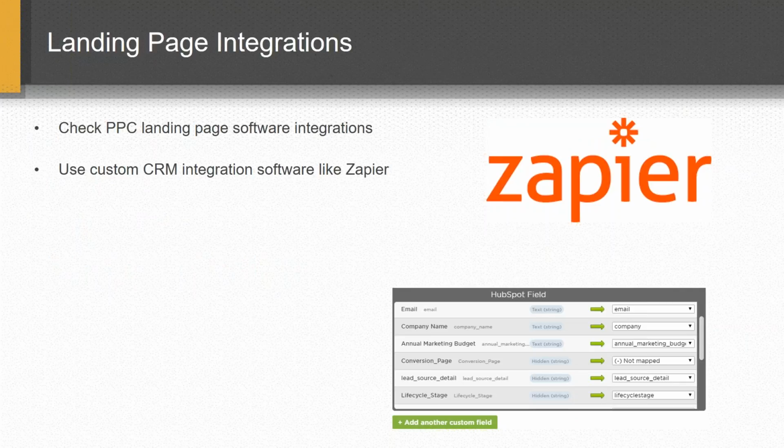Lastly, if you're using PPC dedicated landing pages, check with your provider for third-party integrations to your CRM. Or what you can do is use custom CRM integration software like Zapier, which works with a lot of different PPC landing page providers to integrate with CRMs that are maybe not as common as an Infusionsoft or HubSpot or something like that.